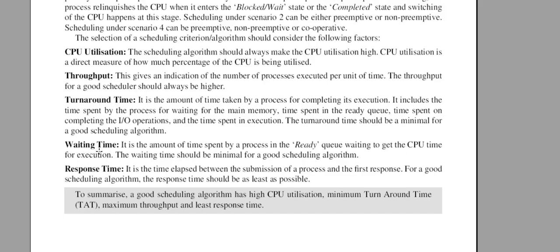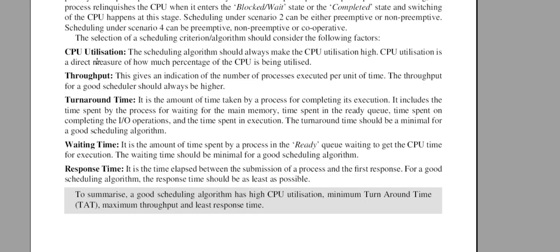Next term is waiting time. It is the amount of time spent by a process in the ready queue waiting to get CPU time for execution. For a good algorithm, waiting time should always be minimum. The turnaround time also should be minimum, and waiting time should be minimum. If you are designing your own algorithm, you should keep turnaround time and waiting time low.